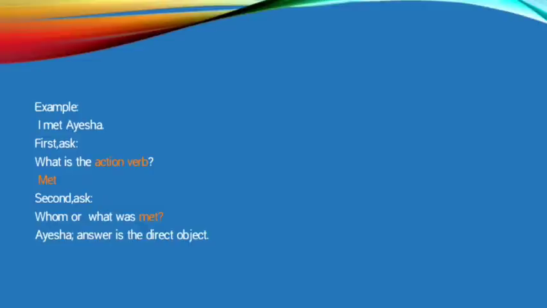Let's have this example. I meet Aisha. First ask, what is the action verb? My verb is meet. Now Aisha is a human being, so I have to ask whom I meet. The answer will be Aisha. So our object is Aisha and our transitive verb is meet.